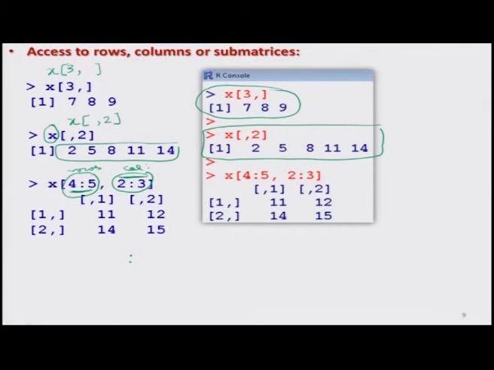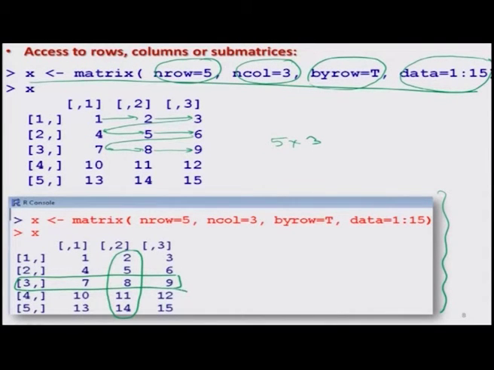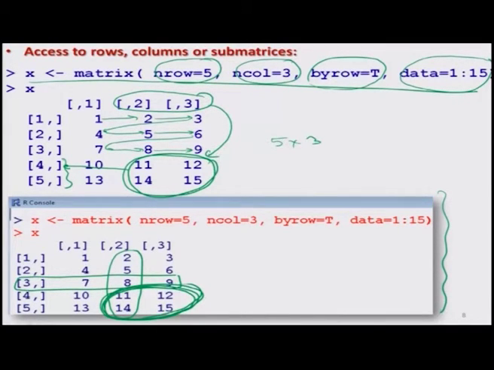So, once you do it here, you can see in this matrix that these elements 11, 12, 14 and 15, or you can also clearly see over here, this is this matrix. So, you can see that this is governed by this 4 and 5 and this is governed by this 2 and 3. This is how we can obtain a particular element, particular row, particular column, or even a particular submatrix.